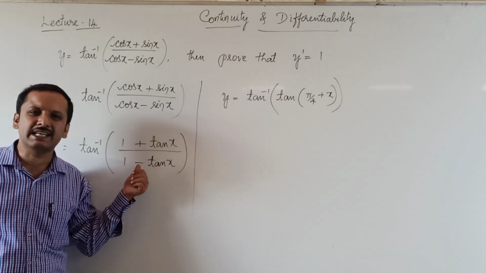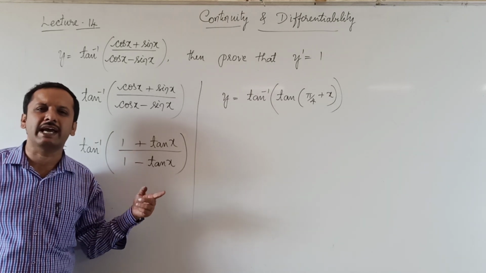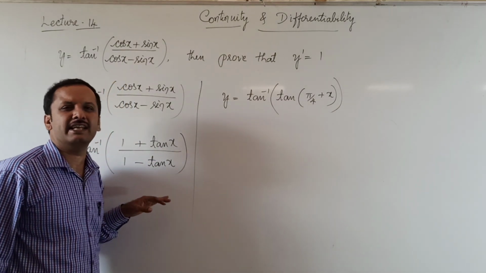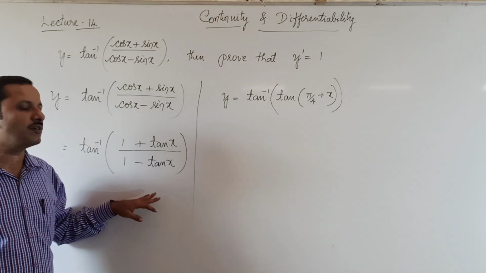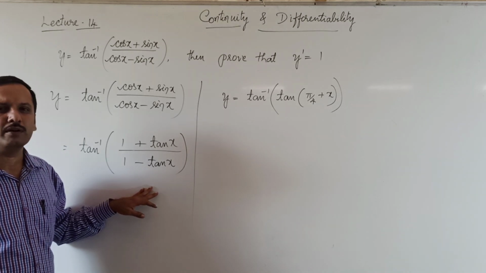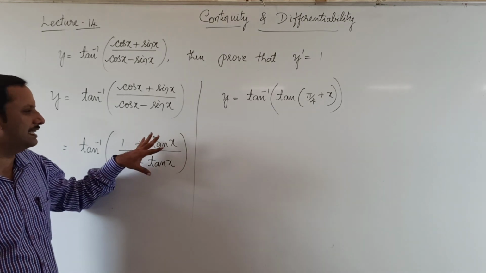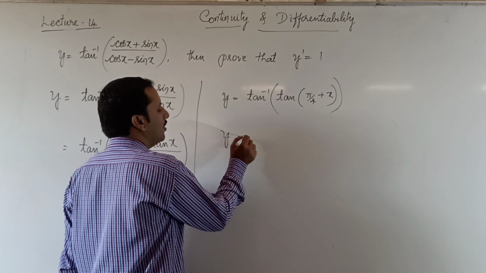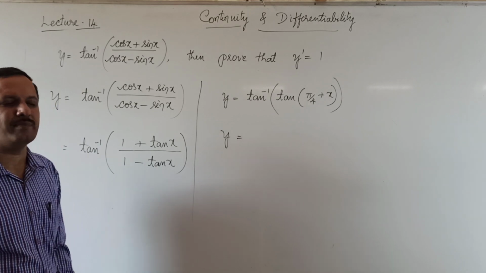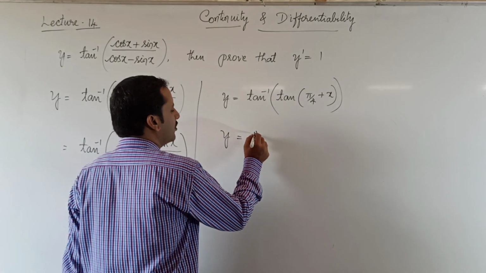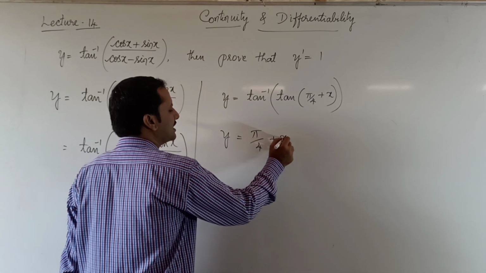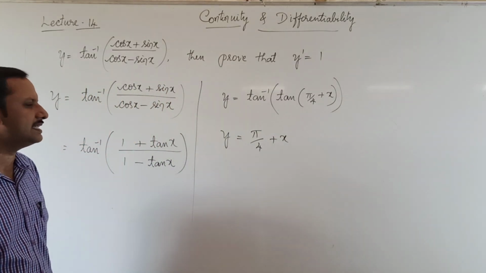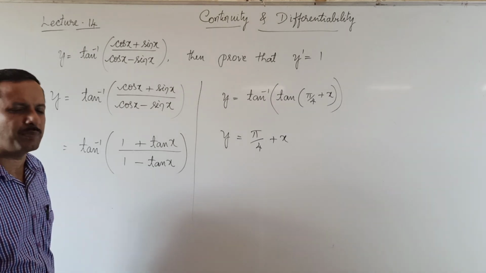If it is 1 minus tan theta by 1 plus tan theta, then it will become tan pi by 4 minus theta. Here it is in the form 1 plus tan theta by 1 minus tan theta, which is equal to tan pi by 4 plus theta. So I am writing this expression as tan pi by 4 plus x. Tan inverse of tan pi by 4 plus x is equal to pi by 4 plus x, as we know tan inverse of tan y equals y.